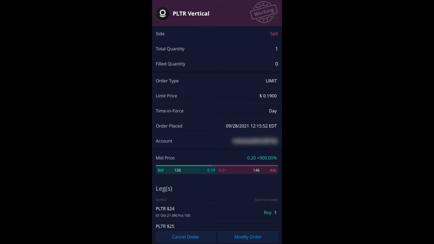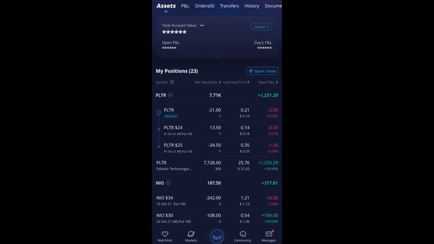So going back on my order, let's go back to my account. Notice that Palantir right here shows up as vertical. So I have one where I'm buying at 24 strike and then selling at 25. Right now I'm losing money because I actually went lower than I was going to get paid. I just wanted this to execute.